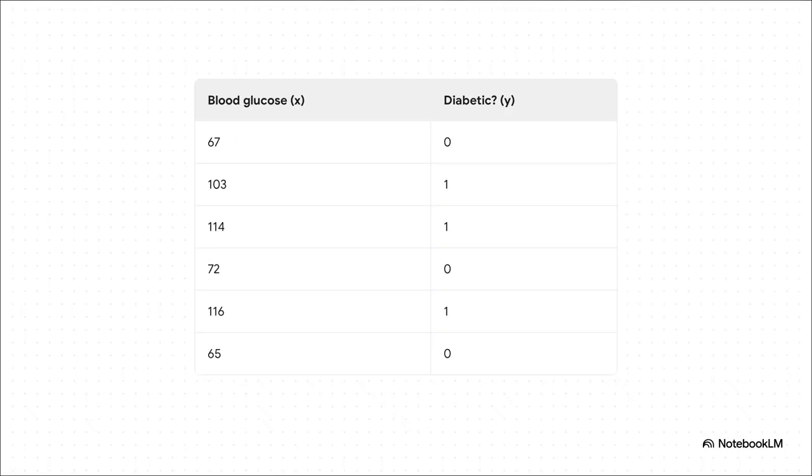It's super simple. On the left, you've got the blood glucose level, we'll call that X, and on the right, you have the actual known diagnosis, Y, where 1 means yes, diabetic, and 0 means no, not diabetic. The machine's entire job is to figure out the hidden connection between these two columns.